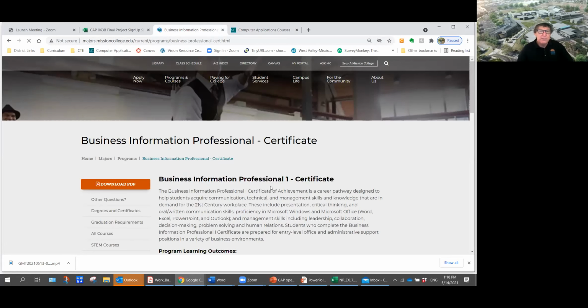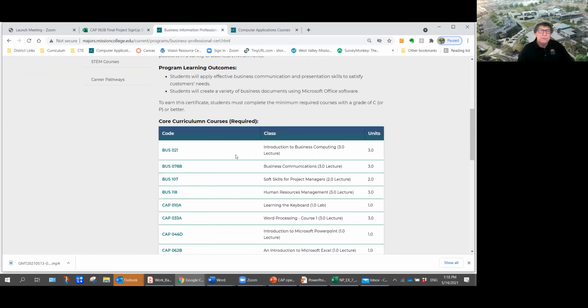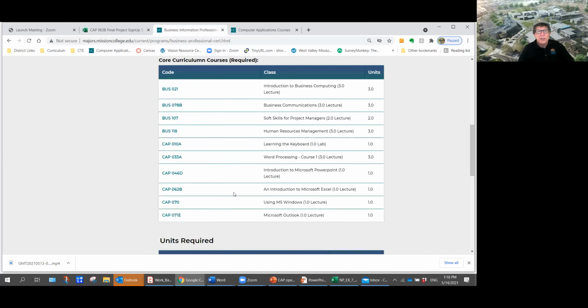I just want to give the example of the business information professional. The courses that were chosen for here were based on a survey of a lot of industries and a lot of companies. And they said, we need these skills. We need skills in Excel and Word and PowerPoint, in human resources, and in business communications. And so that's how this certificate was born.